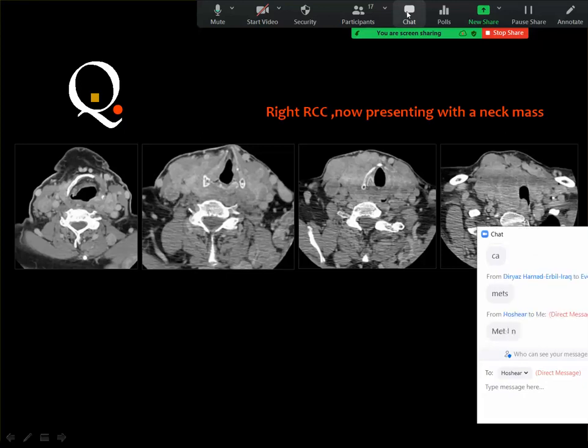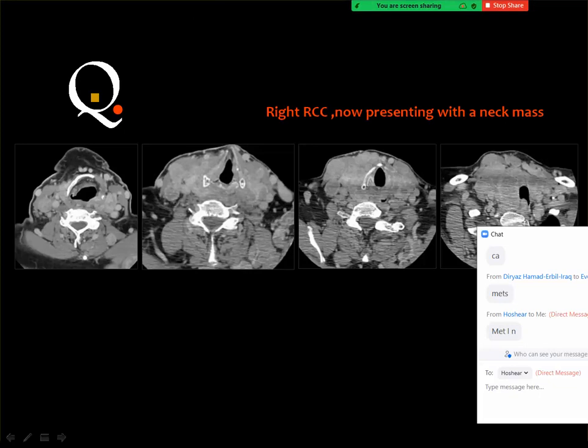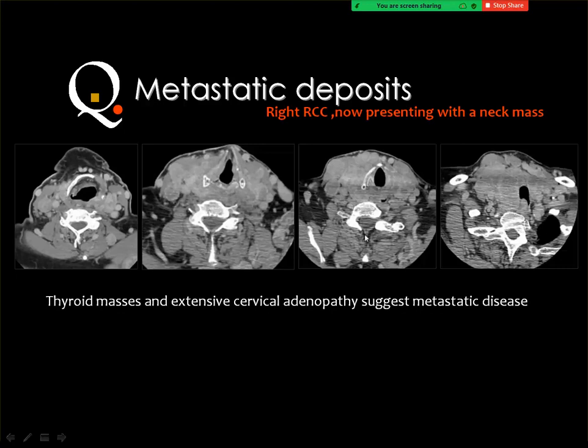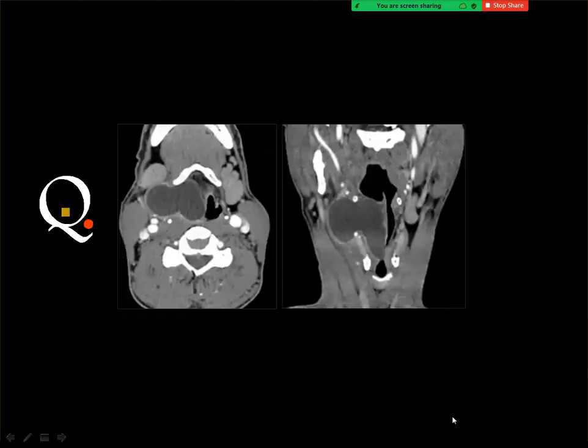The answer is easy. Yes, metastasis, and whatever the metastasis in the lymph nodes, metastasis in the muscles, metastasis in the larynx itself, all can fit for metastatic deposits, since you know that the patient had a primary malignancy. Yes, we have mentioned a similar lesion before.